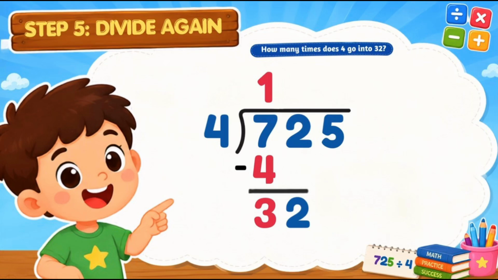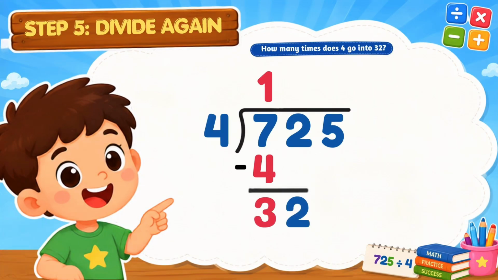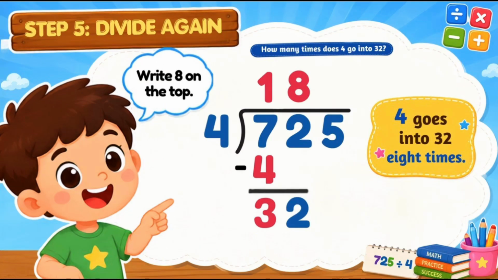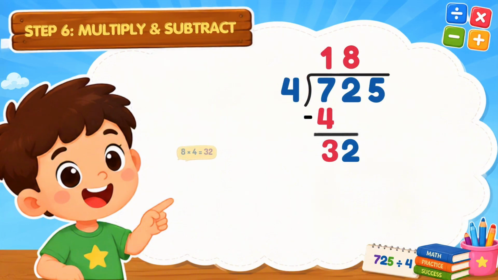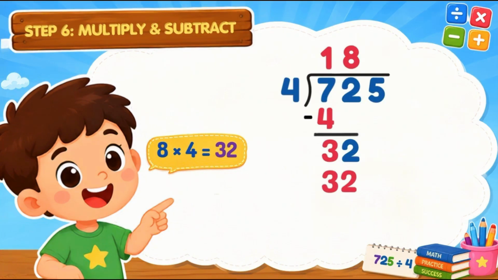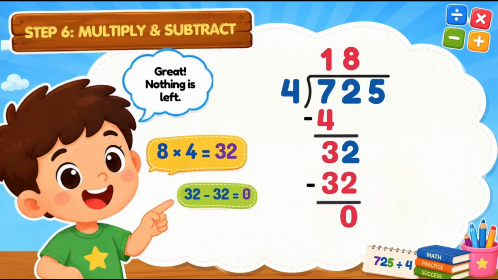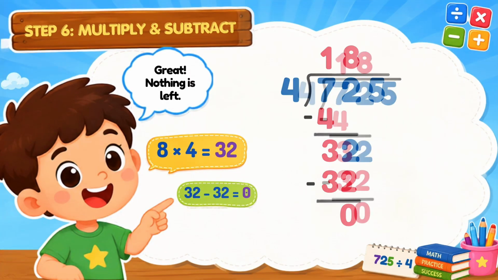Divide again. How many times does 4 go into 32? 32 divided by 4 equals 8. Write 8 above the 2. Now multiply. 8 times 4 equals 32. Write 32 under 32. Now subtract. 32 minus 32 equals 0. Great! Nothing is left.